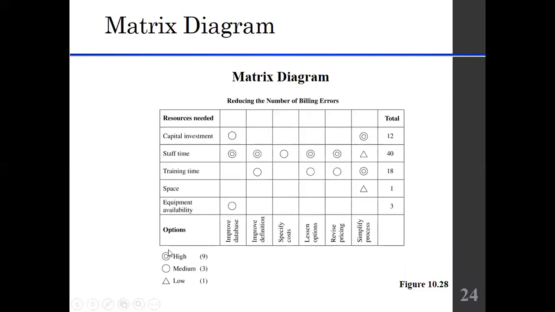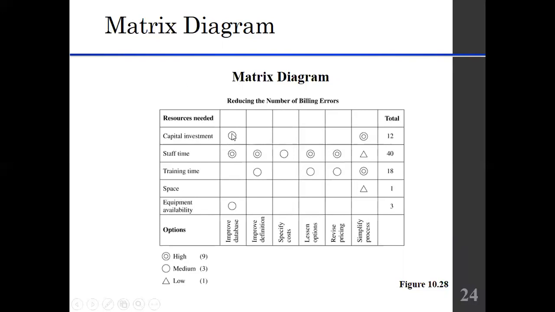You can see here in a legend that these double circles represent high, which has a weight of 9. This single circle represents medium and its weight is 3, and the triangle represents low and its weight is 1. I'll discuss one or two of these options and resources needed, and then we will move forward toward the next tool.